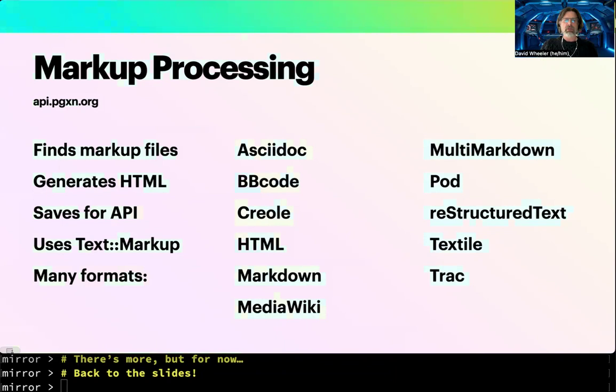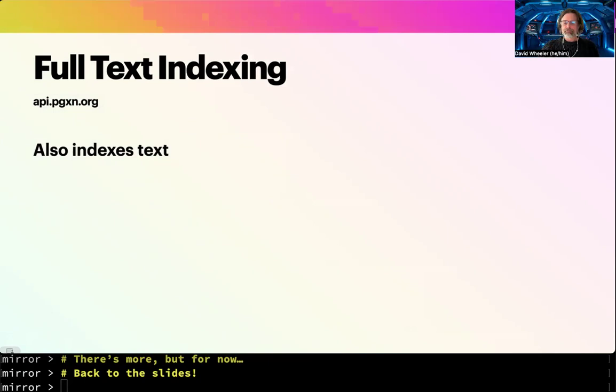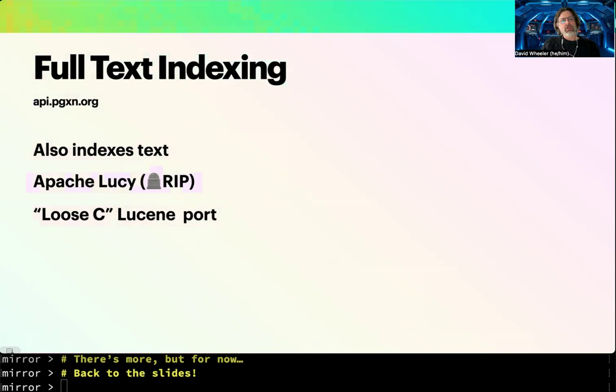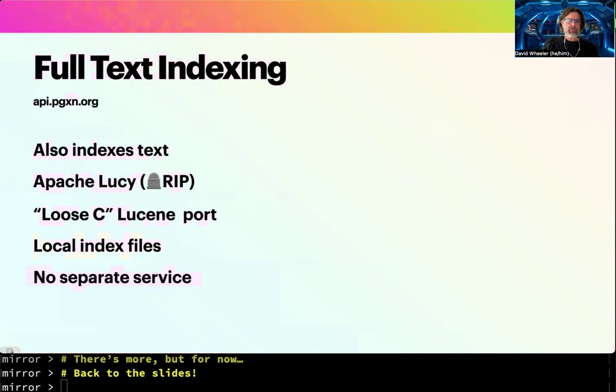Then there's the full text indexing. It uses a library called Apache Lucy, which is sort of a loose Lucene port. I noticed that unfortunately Apache Lucy was discontinued in 2018, so a little behind the times here on the system, but everything continues to work. Apache Lucy uses local index files, basically Lucene style indexes, but they're just the raw files on the file system. So there's no separate service. There's no Elasticsearch or Solr or anything like that. This allows it to be extremely fast and very distributed.